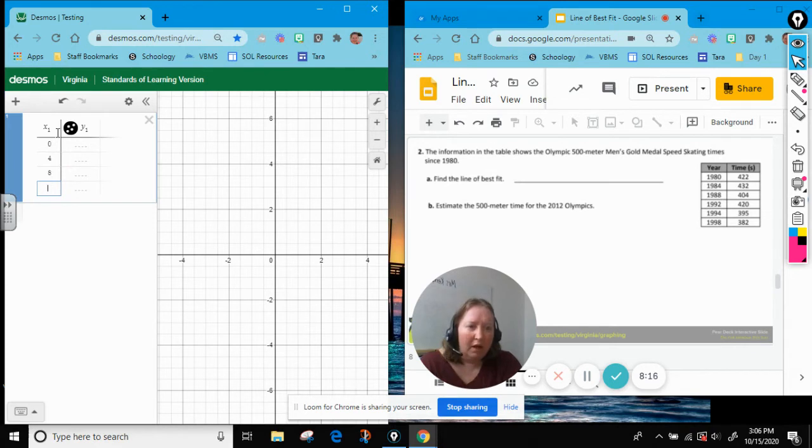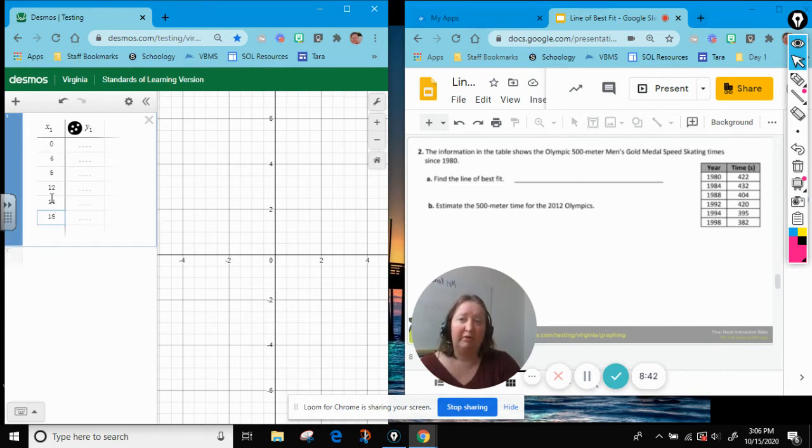Then 92 is going to be 12 years past 1980. 94 is going to be 12, 13, 14 years after 1980. And then 1998 is going to be 18 years. Okay, notice that it didn't just go straight 4, 8, 12, should have been 16, right? And then 20 if we were just going by 4, but we're not just going by 4. We're looking at the data right here.